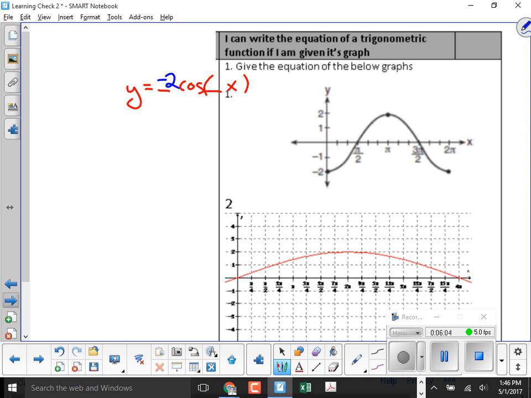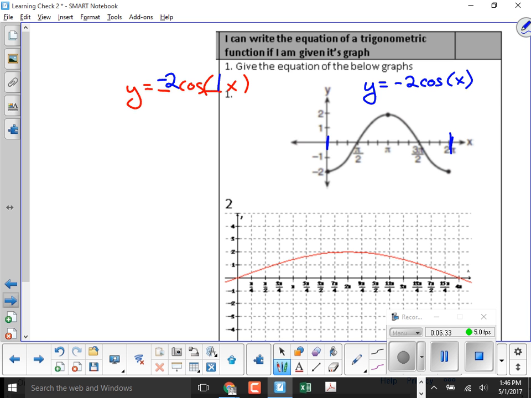Now we have to figure out how many full cycles in 2 pi length. The period is the length of a full cycle. I mean, that's called our frequency. That's how many cycles from here to here, how frequently cycles happen. Frequency. This looks like one full cycle, right? So this is just 1x. So your answer should be y is equal to -2 times the cosine of x.